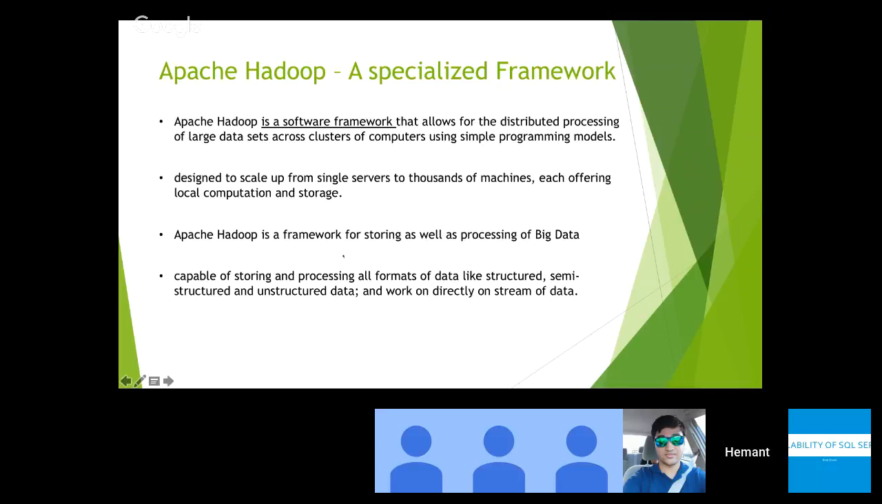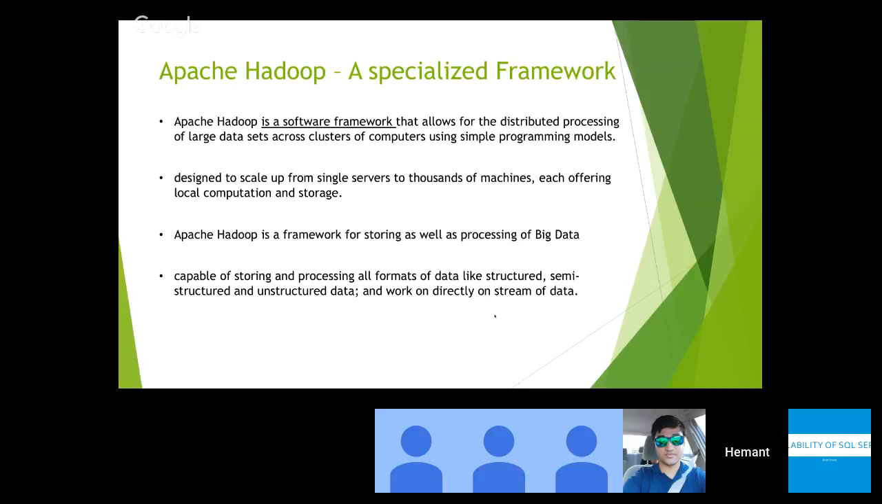Apache Hadoop is a framework for storing as well as processing big data. So basically, when the data is generated, it's not just a framework for processing it; it can store it too. It's capable of storing and processing all forms of data, like structured, semi-structured, and unstructured data, and works directly on streams of data too.